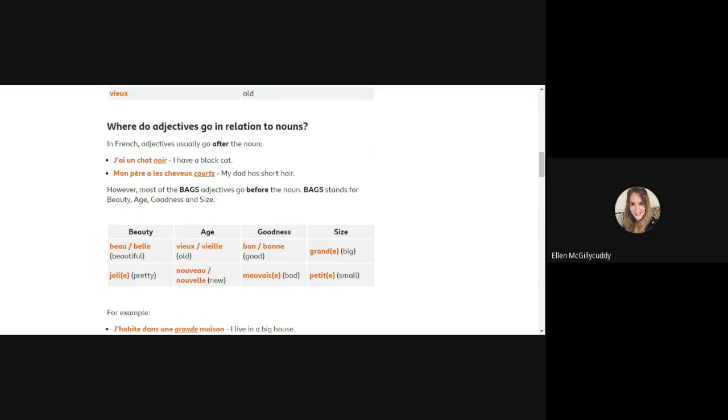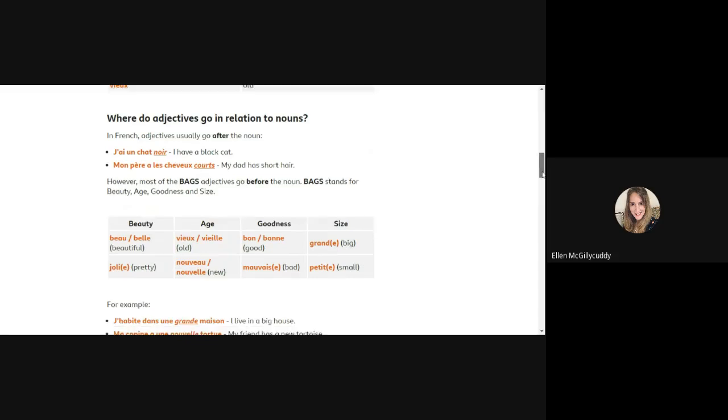For example, belle-sœur, beau-frère. You've got vieux and vieille, and again, they're split up between masculine and feminine. With e, grande, it's feminine. Without the e, it's masculine. Petit, without the e, is masculine, and with the e, it's feminine. So just to be aware.